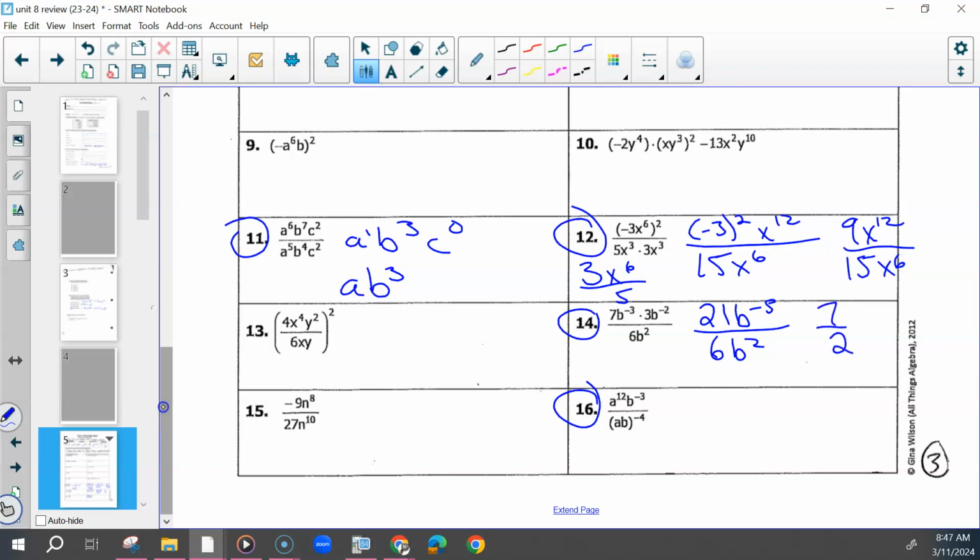I'm going to write this separate. If I'm subtracting this would give me b to the negative 7, and I'd have to take that and flip it. It would be 7 over 2b to the 7.